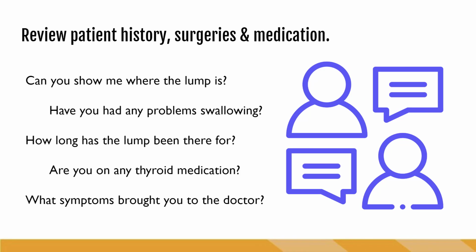Before getting your patient, you also want to thoroughly review their patient history, any surgeries or medication that they are on. Most of this information will be found in the patient's electronic medical record, but if you don't have access to this, you want to make sure that you conduct a full patient interview for pertinent information. A lot of times I will ask the patient if they can show me where the lump is or where they're feeling that globulous sensation. I'll ask them if they've had any problems with swallowing or any pain. I'll ask how long lumps have been there for, if they're on any thyroid medication, and really get a feeling for what symptoms brought them into the doctor originally.